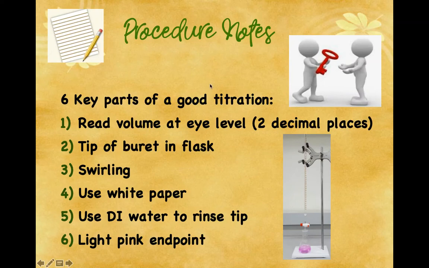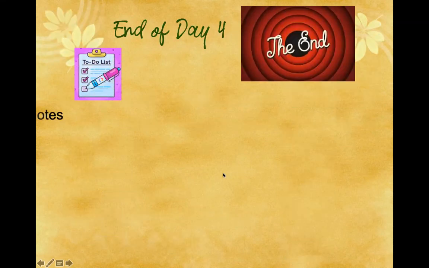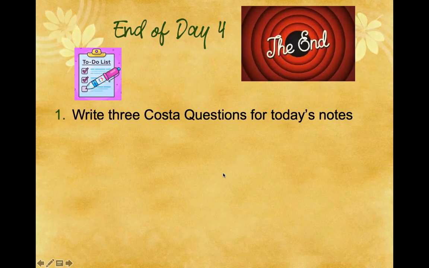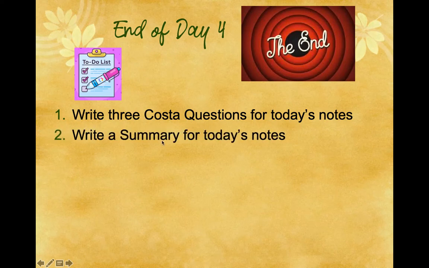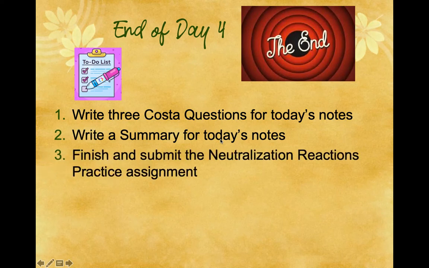So if you were doing this lab in person, which some of you might be, or if you take AP Chem or another chemistry class, you'll know what you should be doing as you're collecting your data. And that's it. That brings us to the end of our notes for today. So I want you to go back and write COSTA questions for the notes. I know there wasn't a lot of written notes, but you can come up with 3 different questions, a level 1, a level 2, a level 3. Write a summary for today's notes. So generally summarize what makes it a good titration.